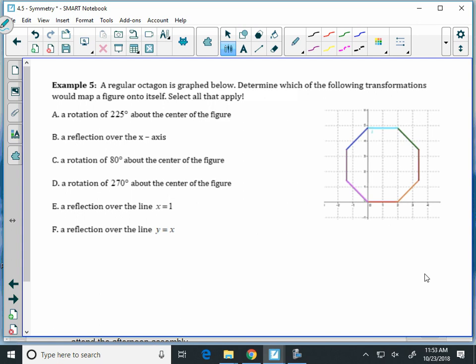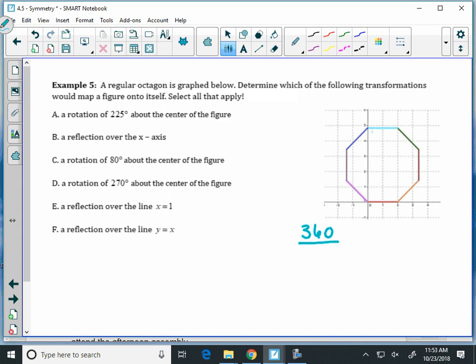A says a rotation of 225 degrees about the center of the figure. That's rotation. We have to see, does that degree of rotation map the figure onto itself? To do that, we have to figure out what my angle of rotation is for this regular octagon. To figure out the angle of rotation, you remember from yesterday, you do 360 divided by the order.